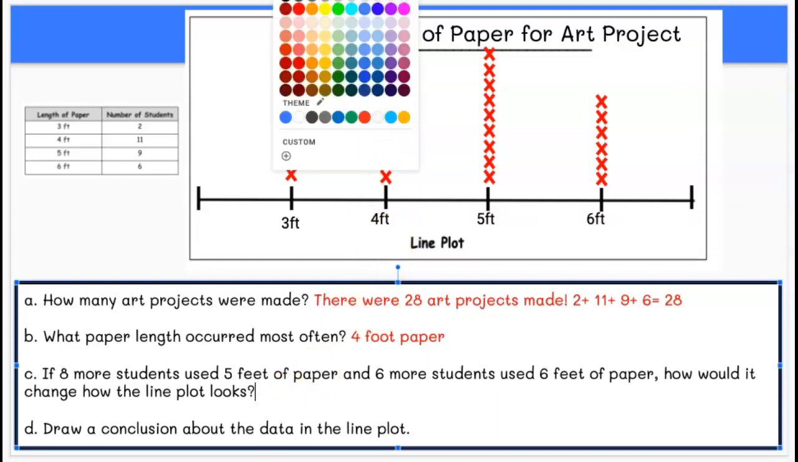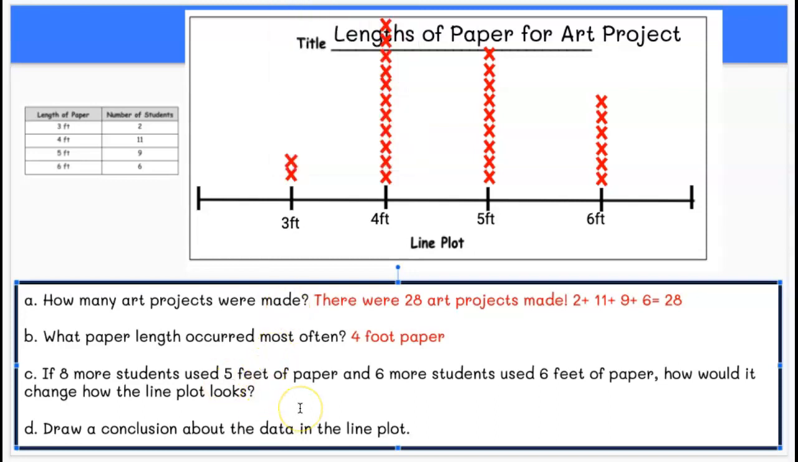So I'm going to write something similar to that. So if 8 more students use 5 foot, how would this change how the line plot looks? I'm going to say 5 foot paper would have the most students, or I can even say X's, and 6 foot would have second most. So I'm just writing what would happen if we added that, so how this plot would change. When you have questions like that, if you want to add on, just add on to it in a different color so I can tell that you're answering a question.